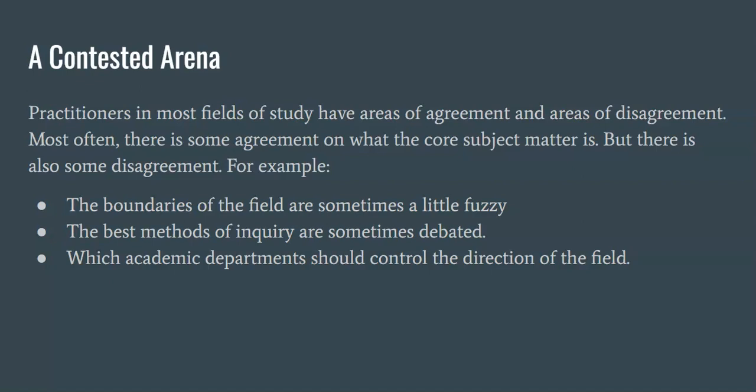Another thing that many fields debate about is about the best methods of inquiry. And here, political science is a great example where a qualitative methodologist and quantitative methodologist end up disagreeing about what the best methods are to study political phenomena. And finally, which academic departments should ultimately be in control of the direction of this field. So, for instance, should philosophy of science be in philosophy departments, or should it be left up to various science departments to decide what counts as philosophy of science and good philosophy of science?